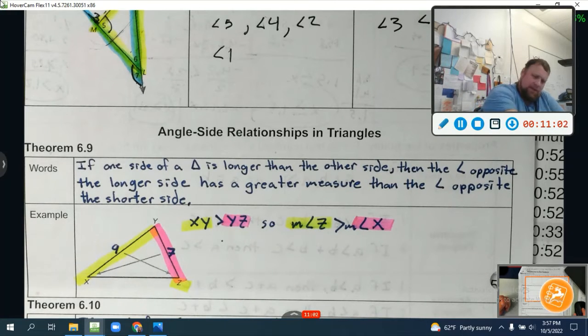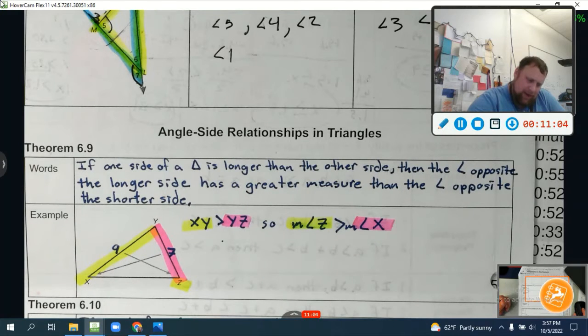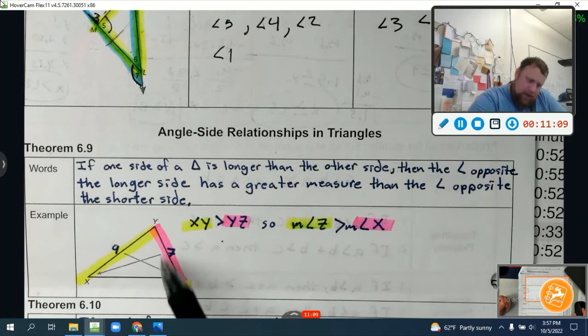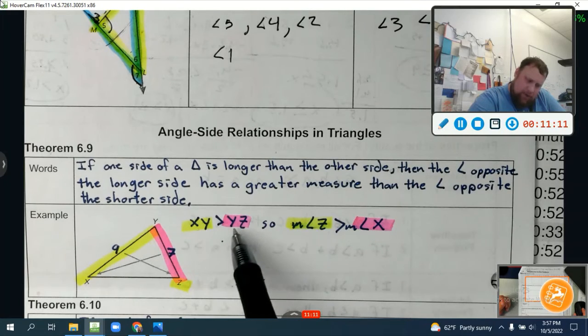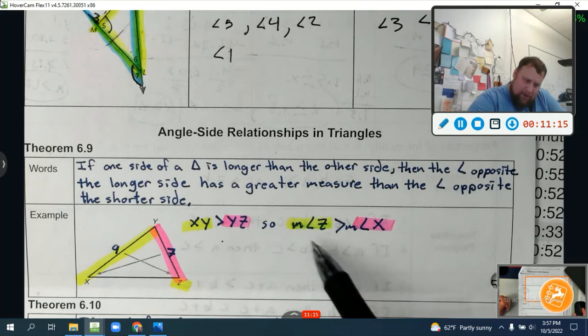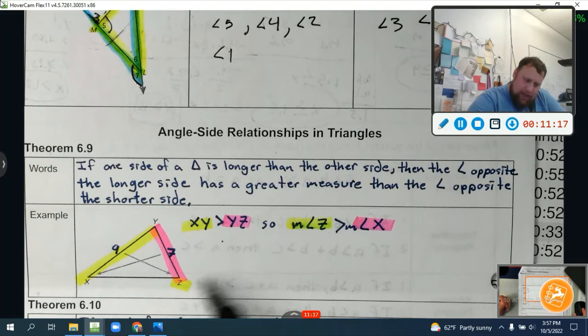Here's what we're saying right here. If one side of a triangle, this yellow side, is longer than another side, this pink side, so XY is greater than the pink, then guess what? The angle opposite the bigger side is going to be bigger than the angle opposite the smaller side, which makes sense.